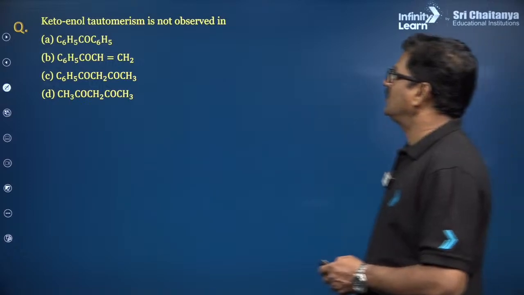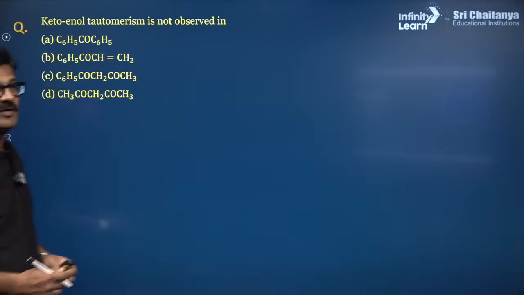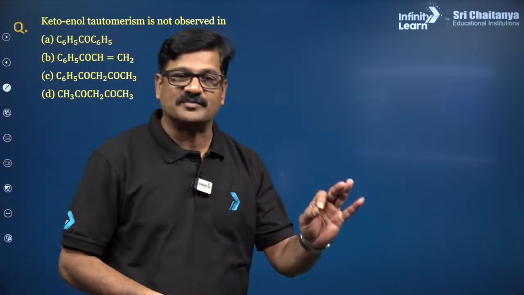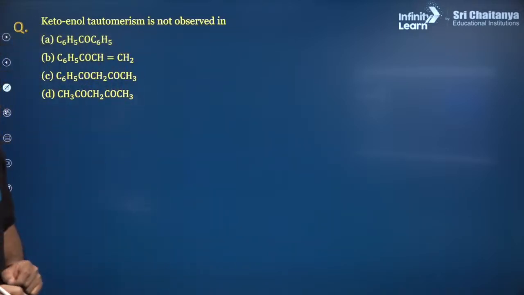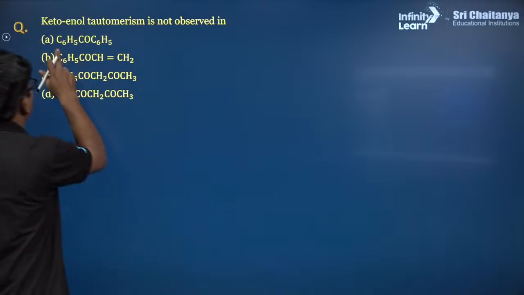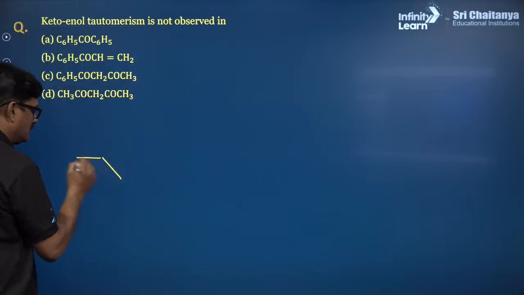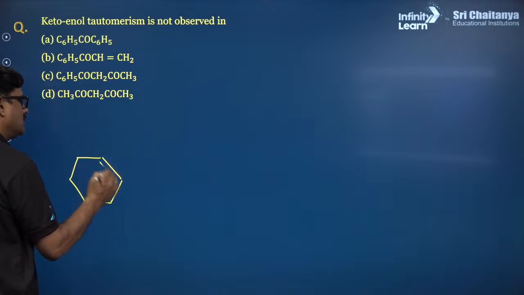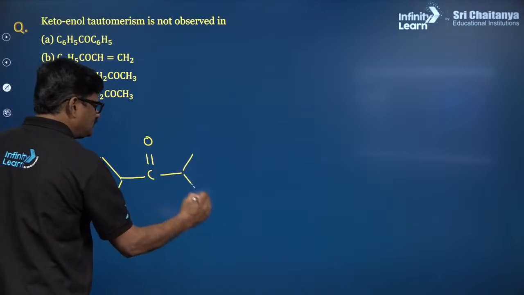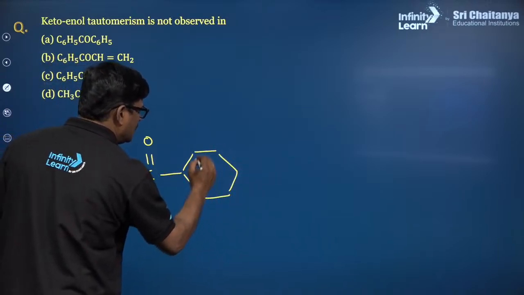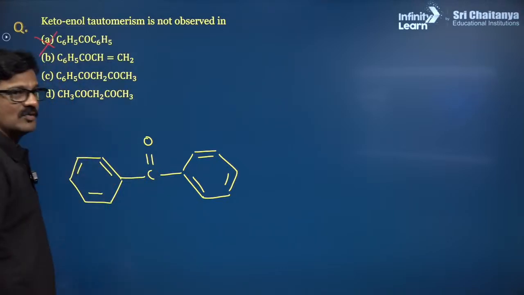Now, keto-enol tautomerism is not observed in. So to observe keto-enol tautomerism, the presence of alpha hydrogen is necessary. And here the alpha hydrogen, when you talk about C6H5, it is going to be like this. This is the structure of the first one. It does not have alpha hydrogen, so that it does not show keto-enol tautomerism.